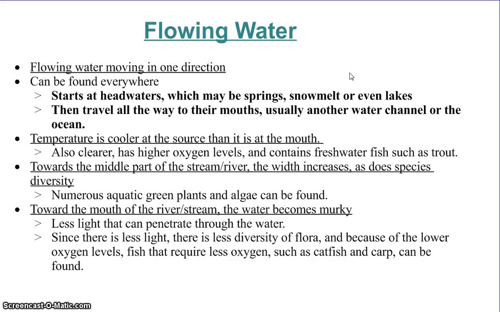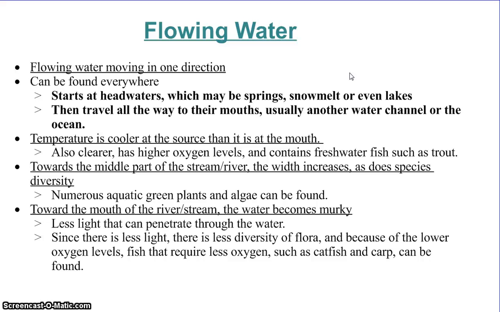Now as you move downriver towards more of the middle part, the width is going to increase, and so does the species diversity. You have numerous aquatic green plants and algae, in addition to more organisms than just trout and smaller fish. You have much larger fish because that part of the river is going to be much bigger and deeper.